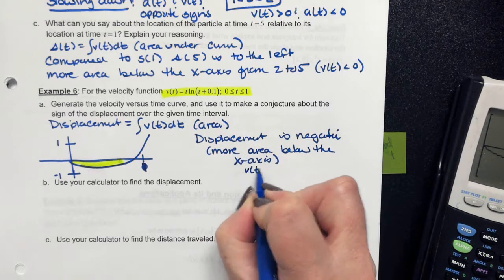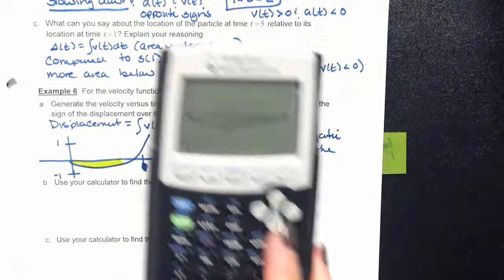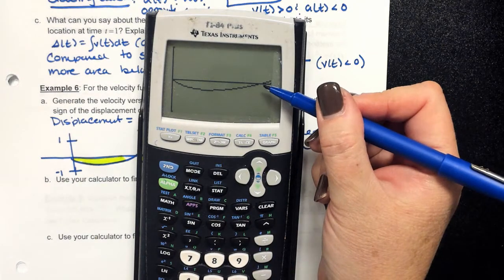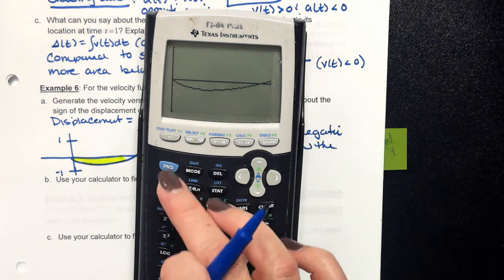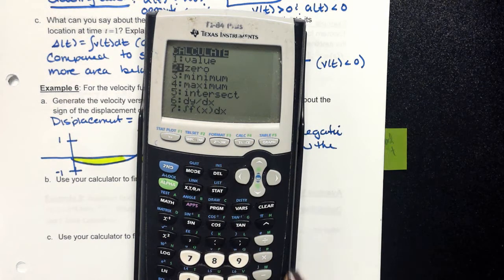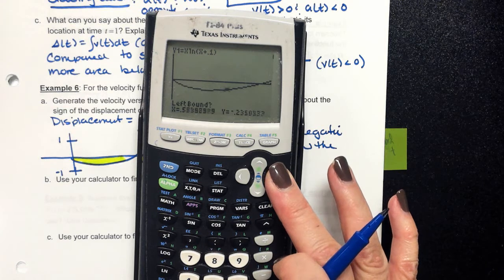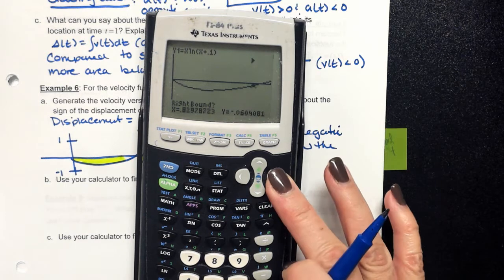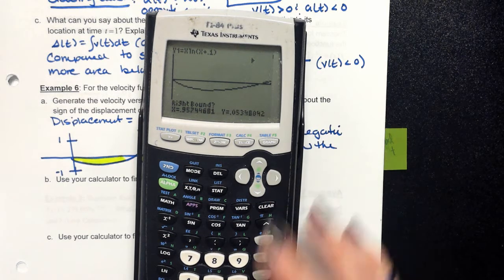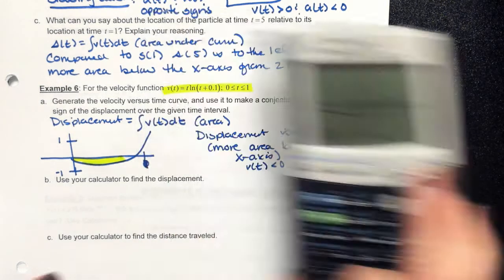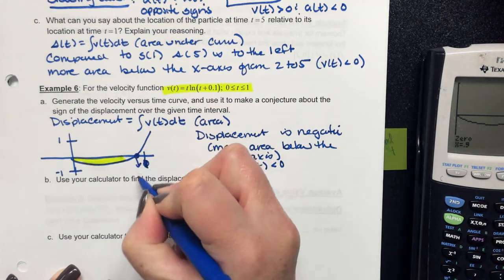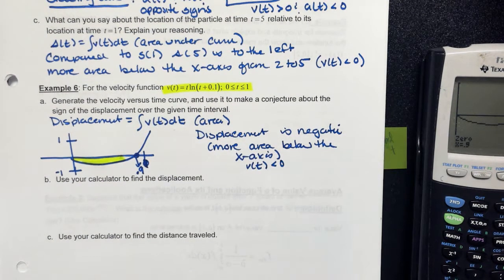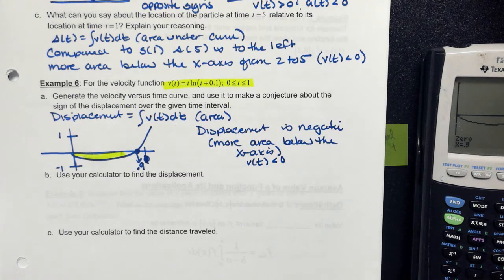And this is where your v of t is less than 0. You can find the x-intercept to find out exactly when the velocity turns positive by going under second calc and finding that zero. So the x-intercept here is 0.9. So we know that v of t is less than 0 from 0 to 0.9. Now use your calculator to find the displacement.